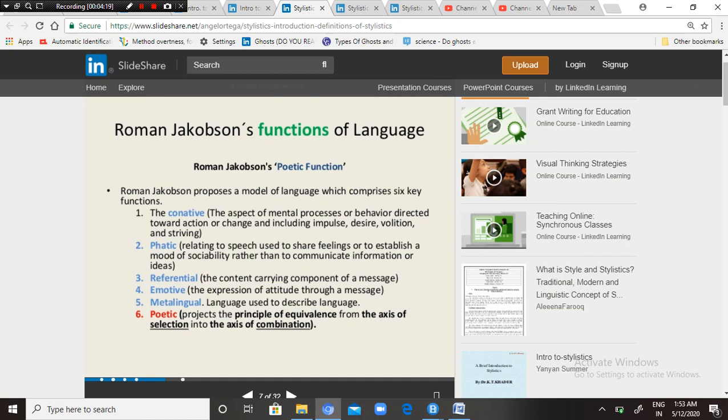Emotive: the expression of attitude to a message. And the other one is the function of metalanguage, the language used to describe a language. And what is poetic? It projects the principle of equivalence from the axis of selection onto the axis of combination.